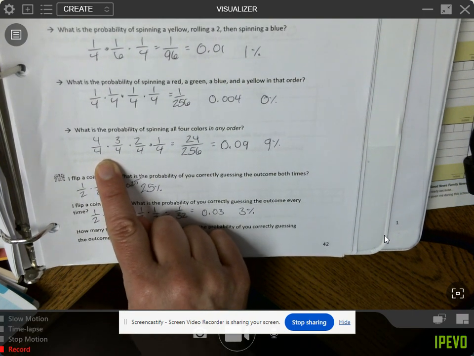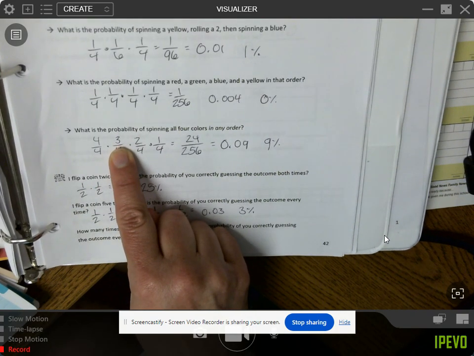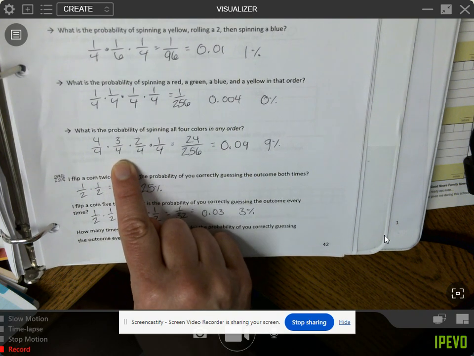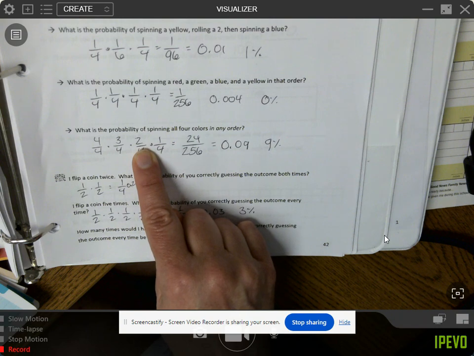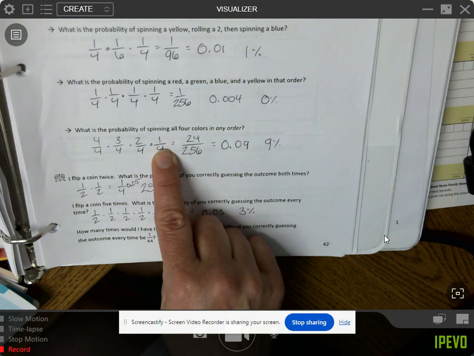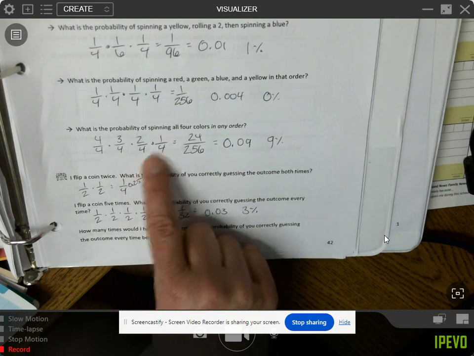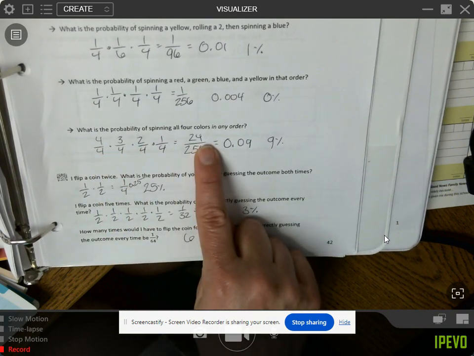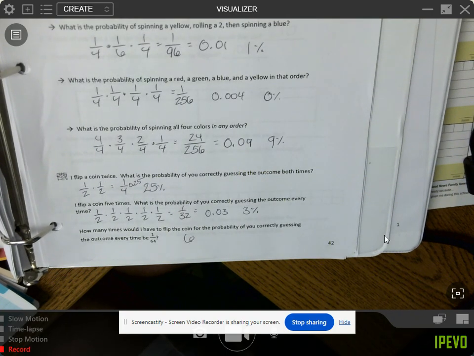Now, whatever color we spun first, we have to take out of our mix. So if we spun a blue, now we only have 3 colors left that are desired out of our 4 colors. Then for our third spin, there's only going to be 2 colors left that we want to spin. And that last one, there's only 1 color left for us to want to spin. So it goes 4 out of 4, 3 out of 4, 2 out of 4, 1 out of 4. Multiply across, divide, and we have a 9% chance of spinning a different color each time.